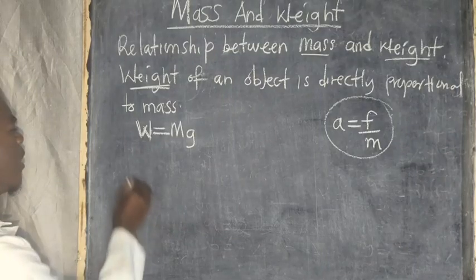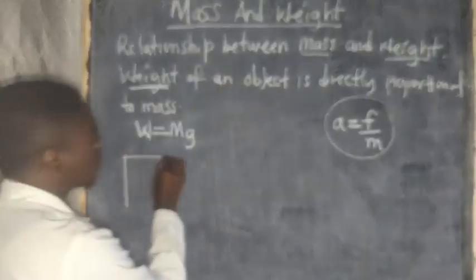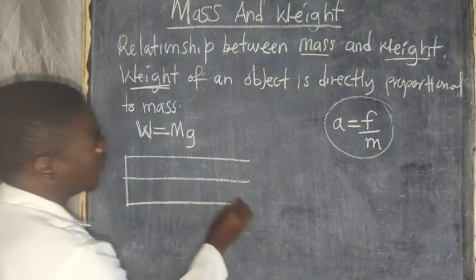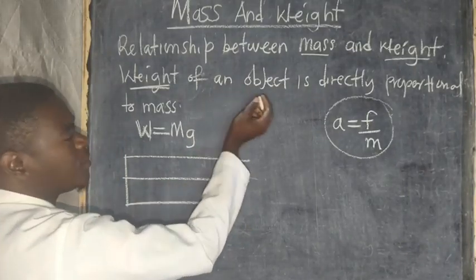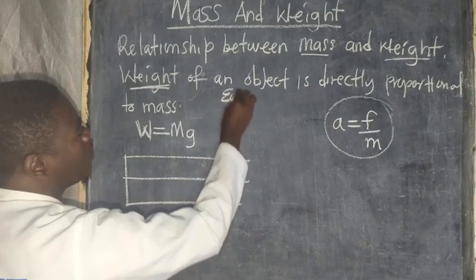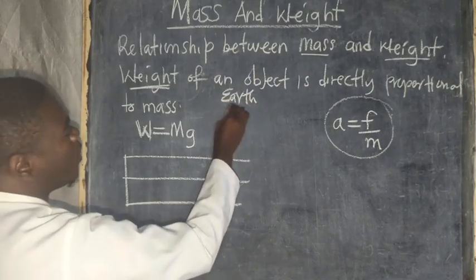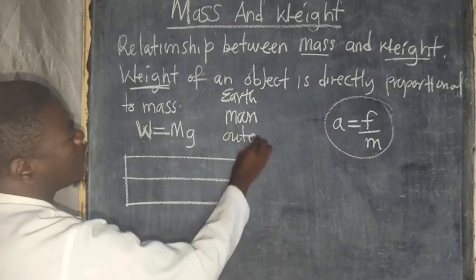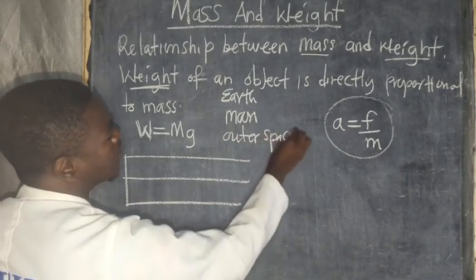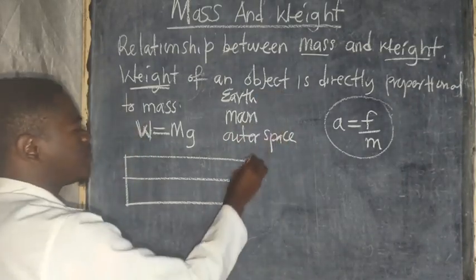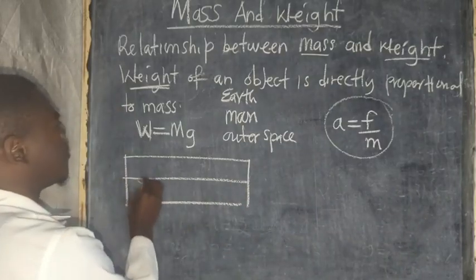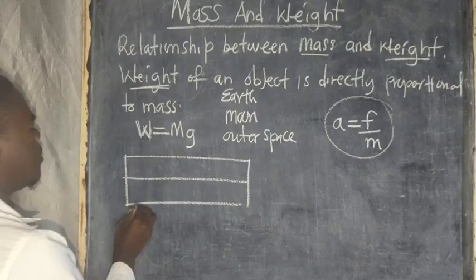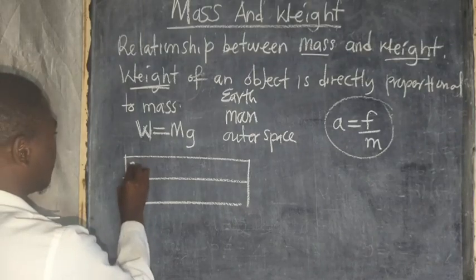Now, the relationship that is there, let me do this. What you need to understand is that there are three places here. There is the earth, we also have the moon, and we also have the outer space. These are three places where we can calculate. So I'm going to say Earth.